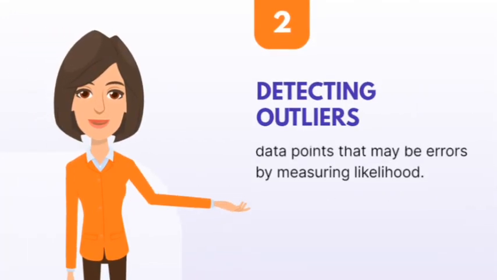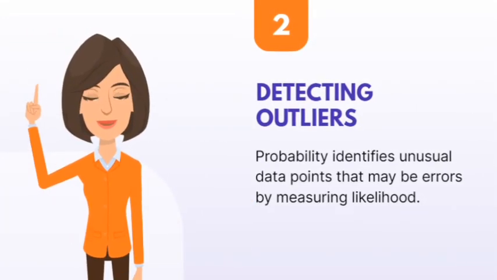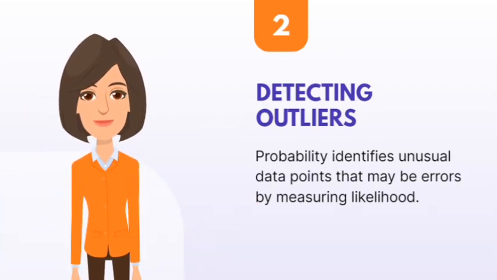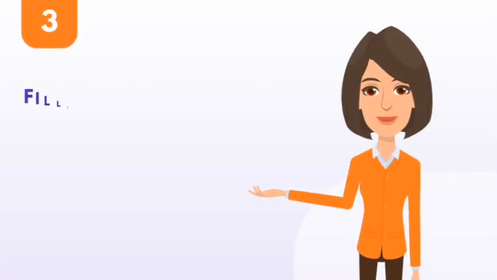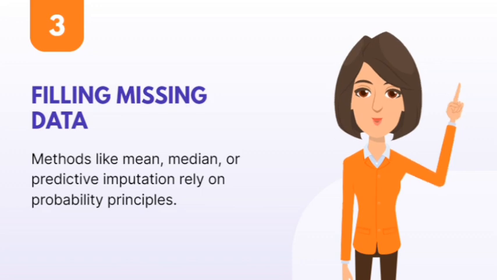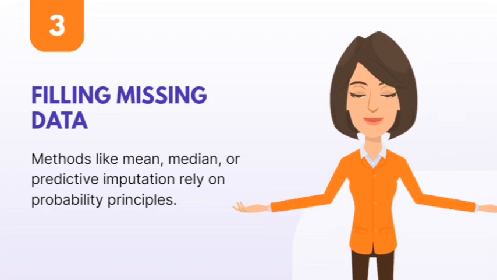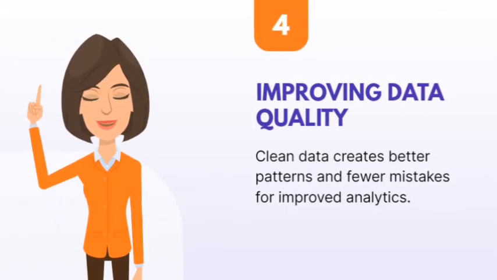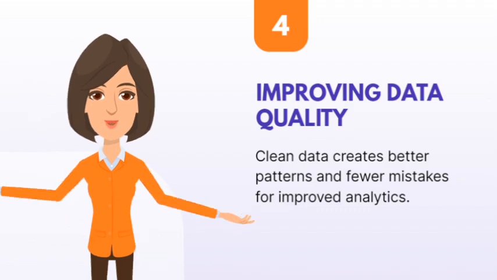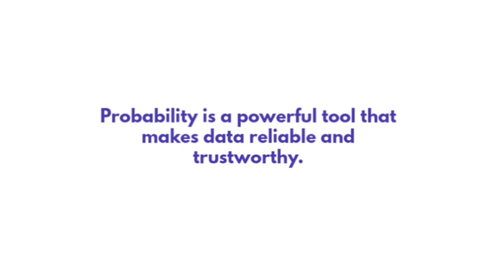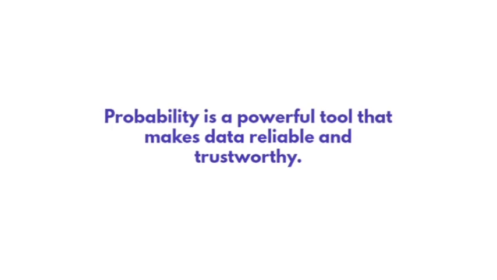2. Detecting outliers. Probability identifies unusual data points that may be errors by measuring likelihood. 3. Filling missing data. Methods like mean, median, or predictive imputation rely on probability principles. 4. Improving data quality. Clean data creates better patterns and fewer mistakes for improved analytics. Probability is a powerful tool that makes data reliable and trustworthy.